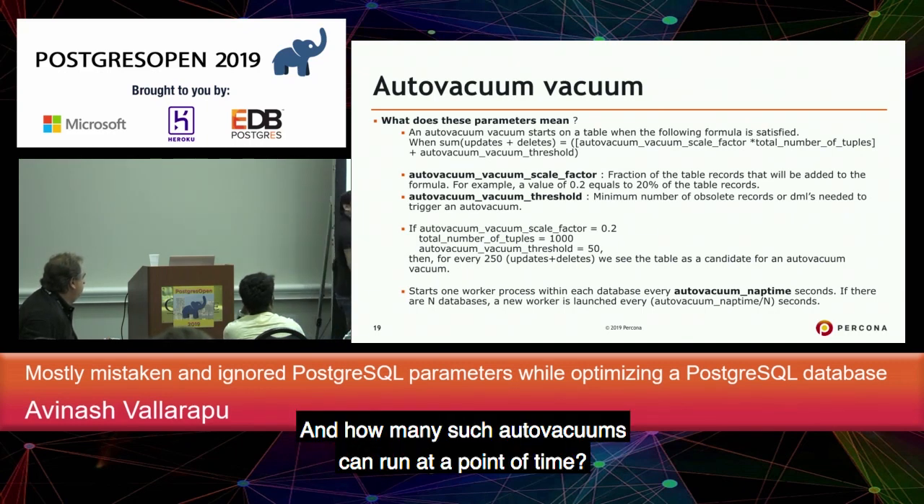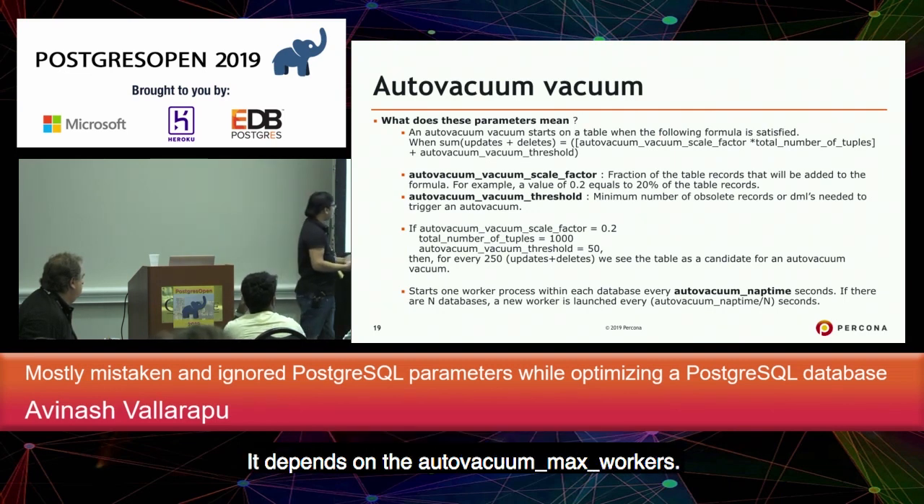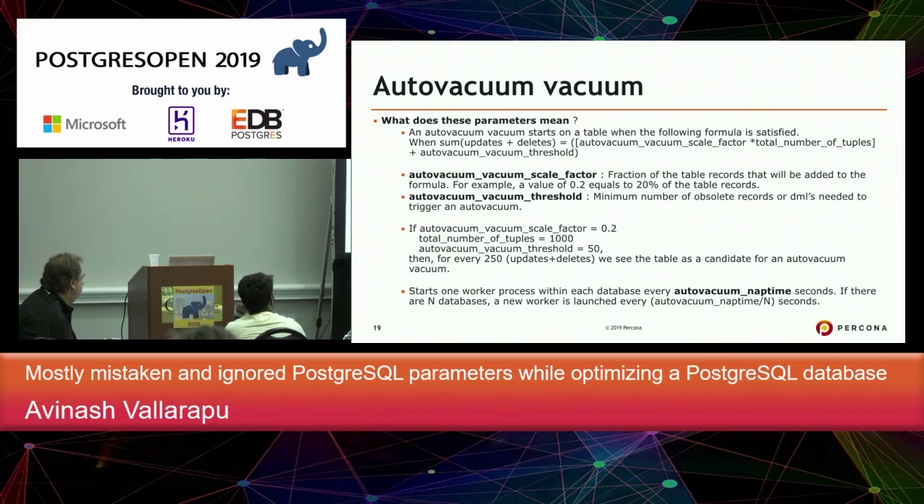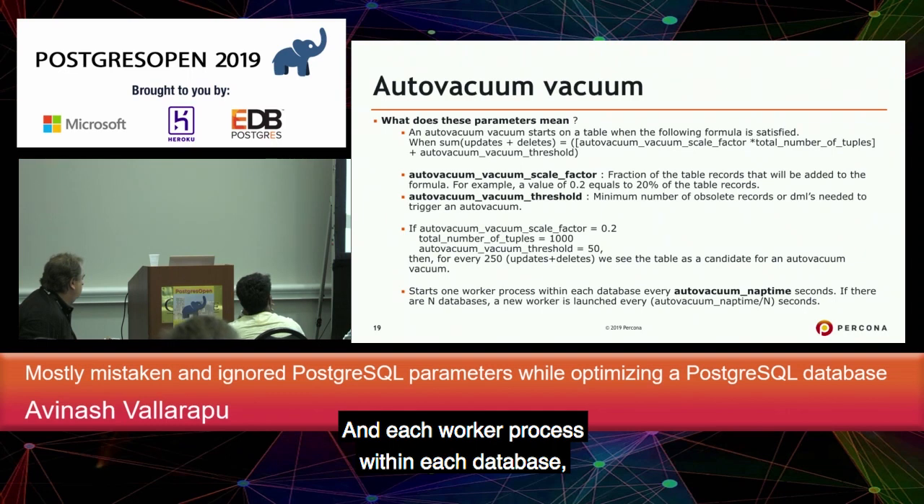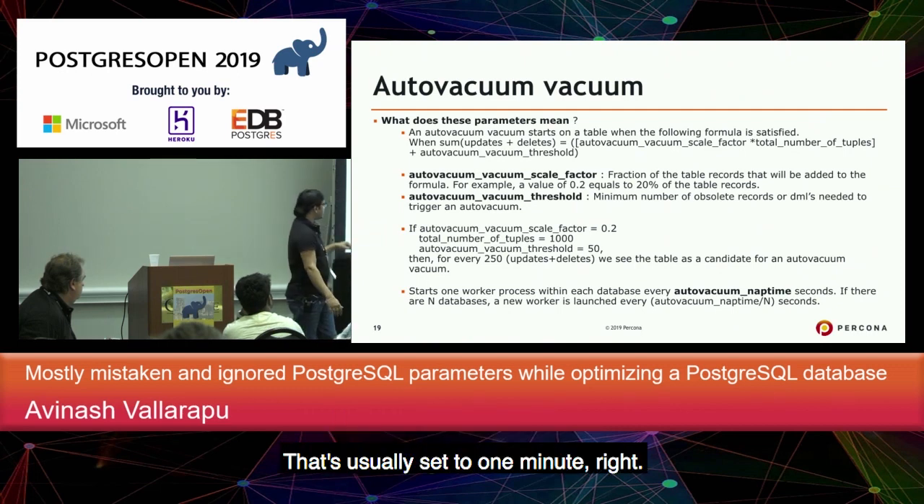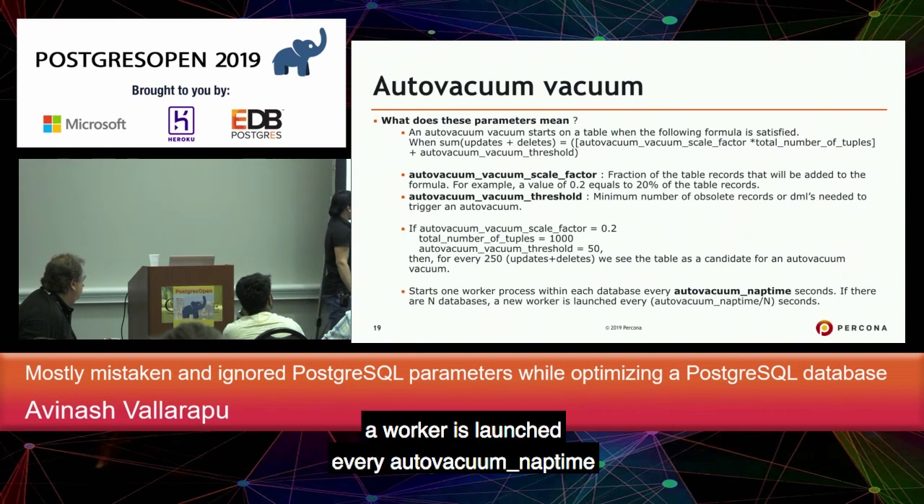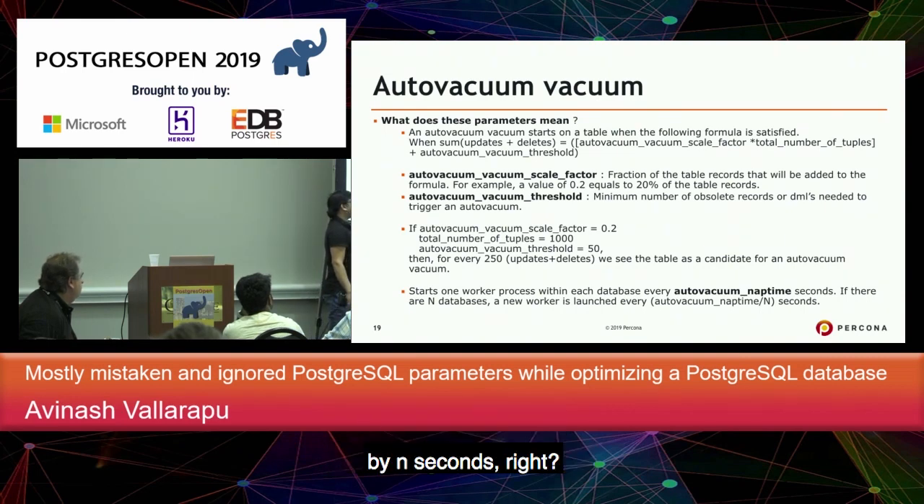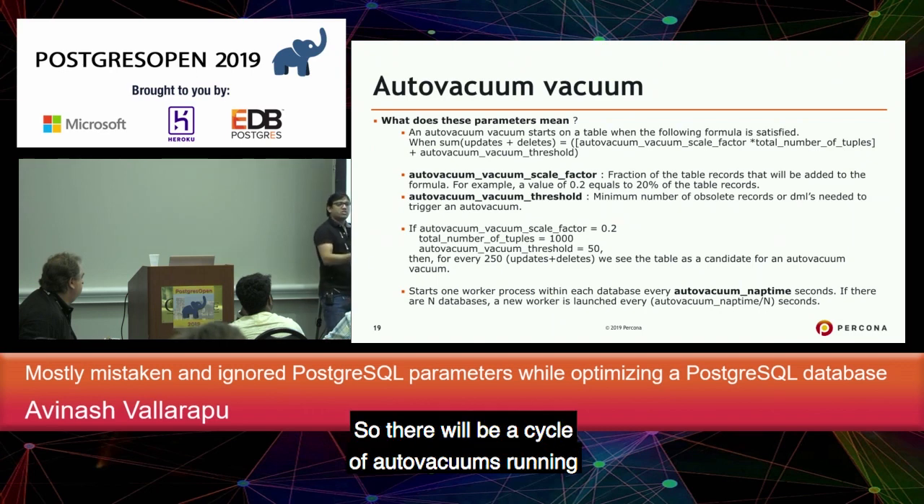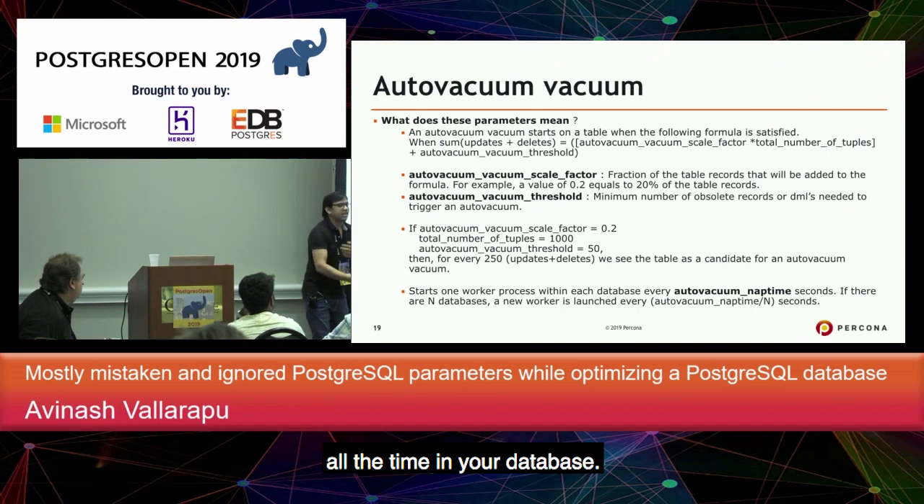And how many such AutoVacuums can run at a point in time? It depends on the AutoVacuum max workers. We'll talk about that process. Each worker process within each database is started every AutoVacuum nap time seconds. That's usually set to 1 minute, right? So if there are n databases, a worker is launched every AutoVacuum nap time divided by n seconds, right? So there will be a cycle of AutoVacuums running all the time in your database.